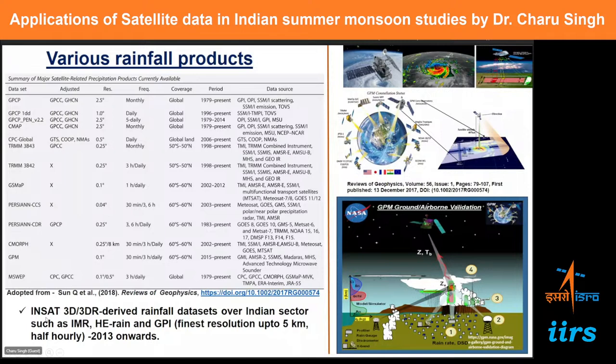3DR was launched in 2016, while 3D products are available from 2013. But if you use the two products in tandem, you would get information at every 15 minutes at about 5-kilometer resolution. So fine-scale analysis, particularly extreme rainfall event analysis and cloudburst analysis, can be done using the geostationary INSAT 3D and 3DR satellite data sets.